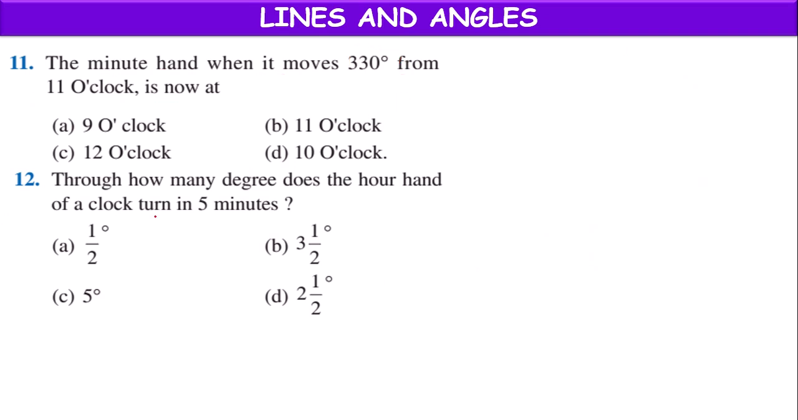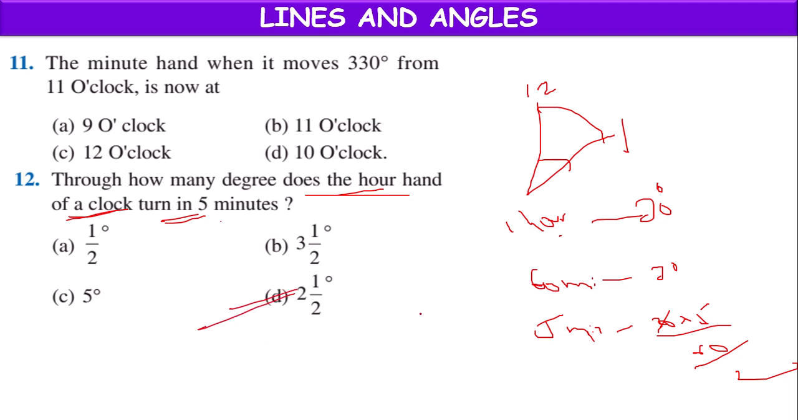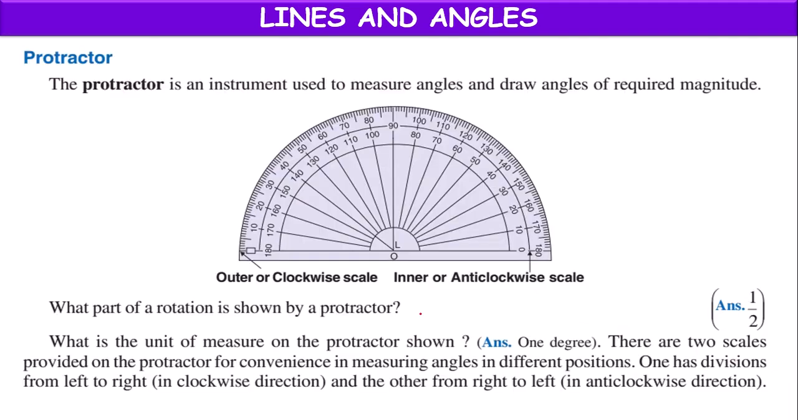Next, through how many degrees does the hour hand of a clock turn in 5 minutes? The hour hand, for moving from 12 to 1, which is 30 degrees, will take 1 hour. In 1 hour, it will move 30 degrees, which means in 60 minutes, it moves 30 degrees. They are asking how much it has moved in 5 minutes. So 30 into 5 by 60, which is 5 by 2, equal to 2.5 degrees.